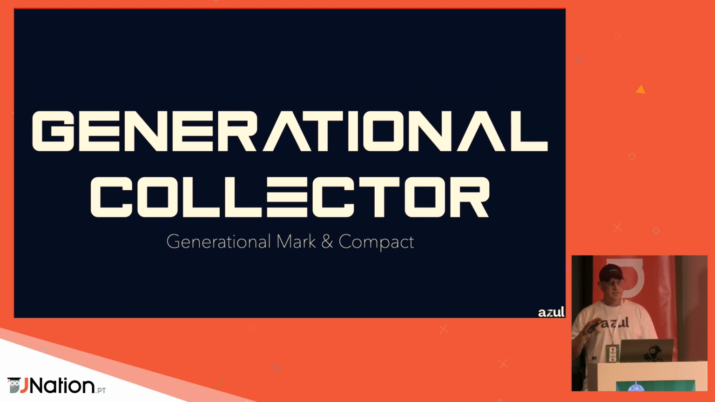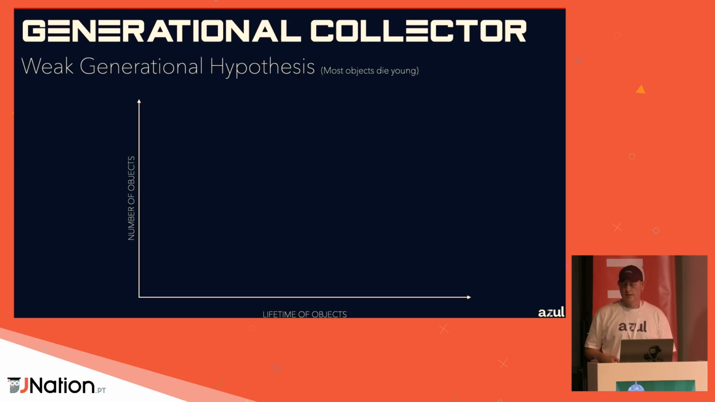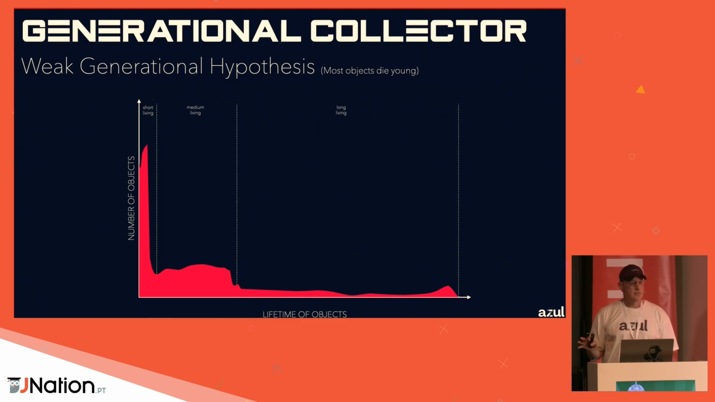This is all basic collection algorithms, and if we combine them, we can get to the generational collector. And this is mark and compact, generational mark and compact. And the idea behind it is that scientists figured out that most objects die young. It's the so-called weak generational hypothesis. And this is not only for Java, this is for all languages. Most of the objects die young, really hard to see, sorry for that. On the left side, you see this peak. These objects are short-living and they die shortly after they have been created. Then we have some medium section, medium-living objects, and then we have really few long-living objects.